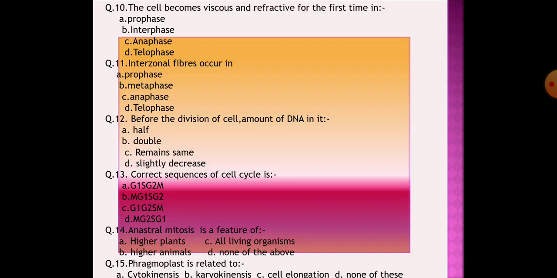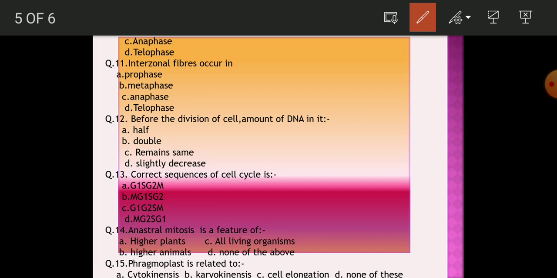Next question: the cell becomes viscous and refractive for the first time in prophase, interphase, anaphase or telophase. The answer is prophase, option A, because in prophase the cell becomes viscous and refractive for the first time.